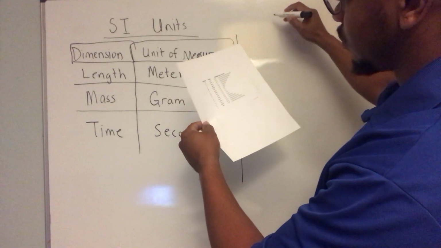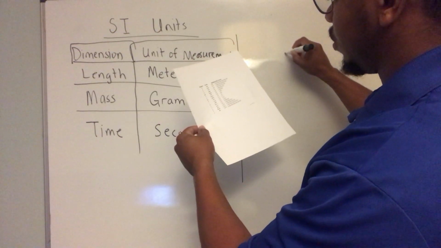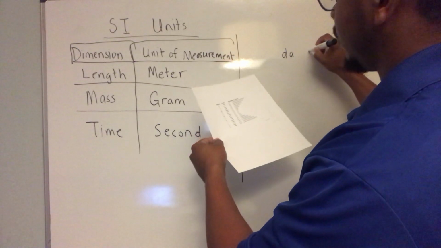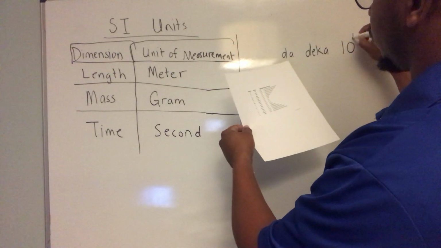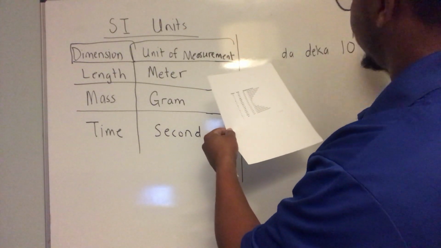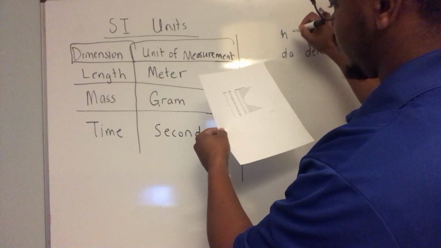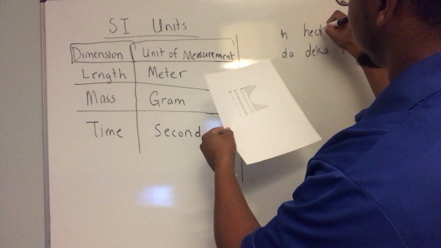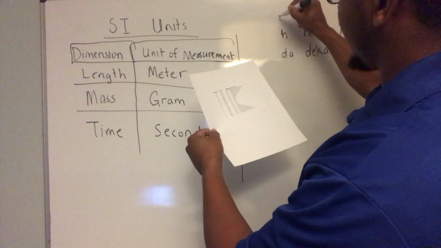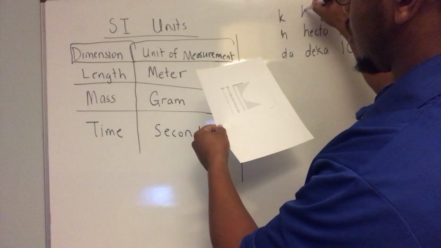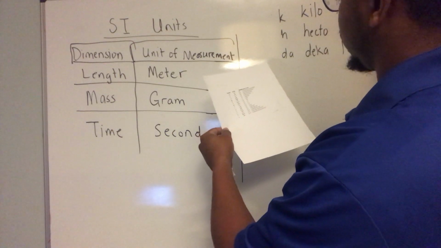We're just going to do a couple. Let's start with deca. Deca is 10 to the 1. Then H for hecto. Hecto is 10 squared, so 10 to the 2. And finally, we've got kilo. Most of you have heard of kilogram. We'll definitely want to work with that one.